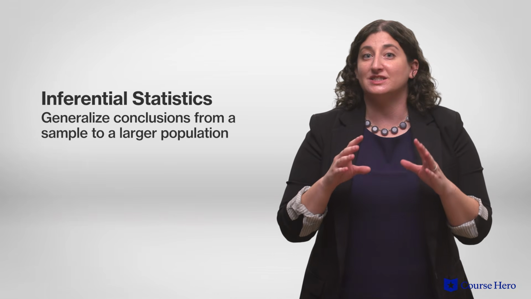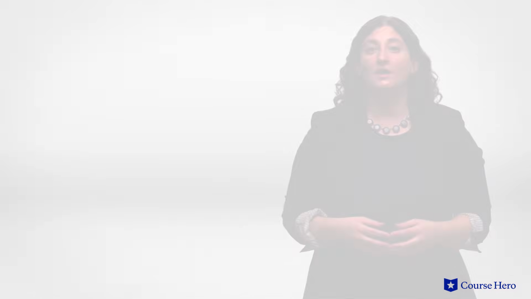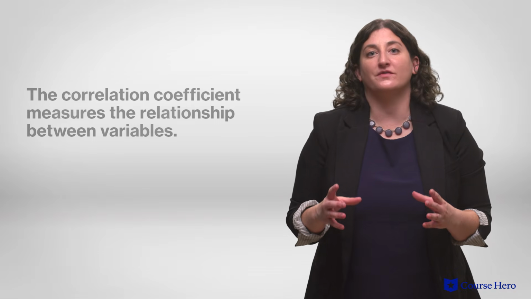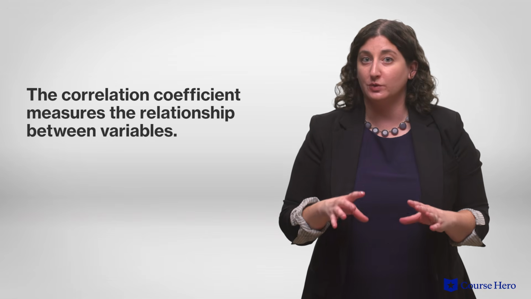Using descriptive statistics is a good way for us to summarize the data. But if we want to make predictions based off of our data, we need to use inferential statistics to generalize conclusions from the sample to a large population. Different types of inferential statistics are used for different purposes. For example, the correlation coefficient measures the relationship between variables, while t-tests measure differences between groups.